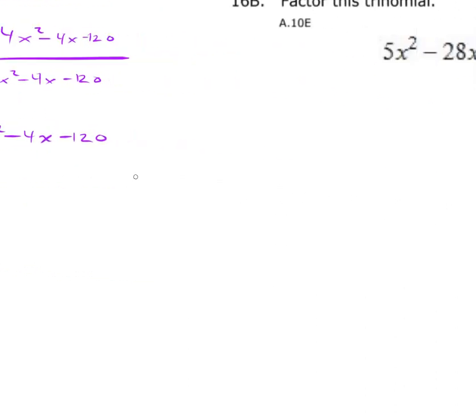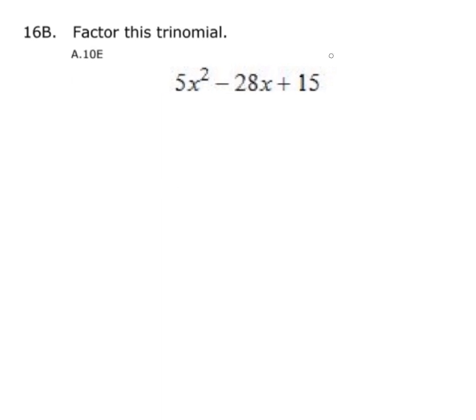All right, let me see what I got here. Factor this trinomial. If I factor this trinomial, I'm going to use the x method here, right? Remember, in the x method, you have a times c on top, and on the bottom is going to be b. So a times c, 5 times 15, is going to be 75. The b is negative 28.